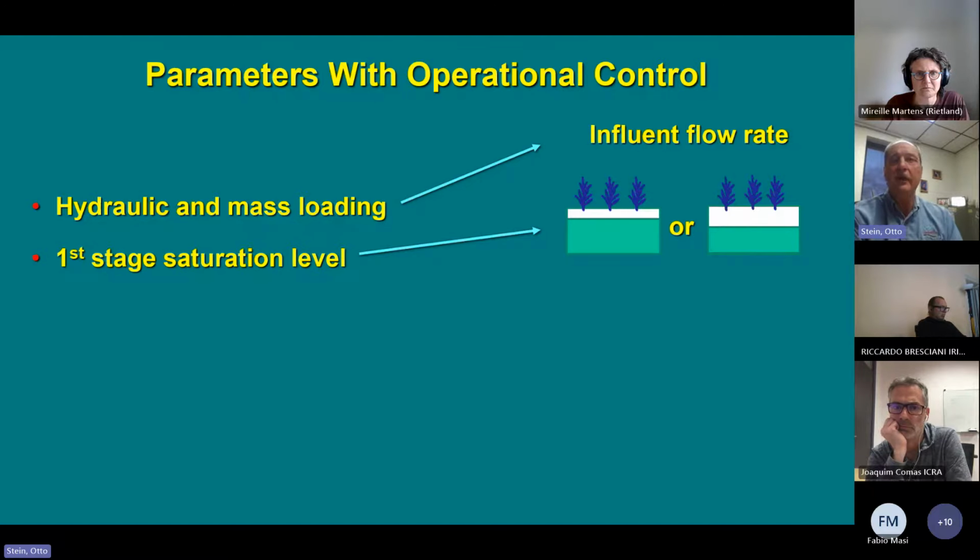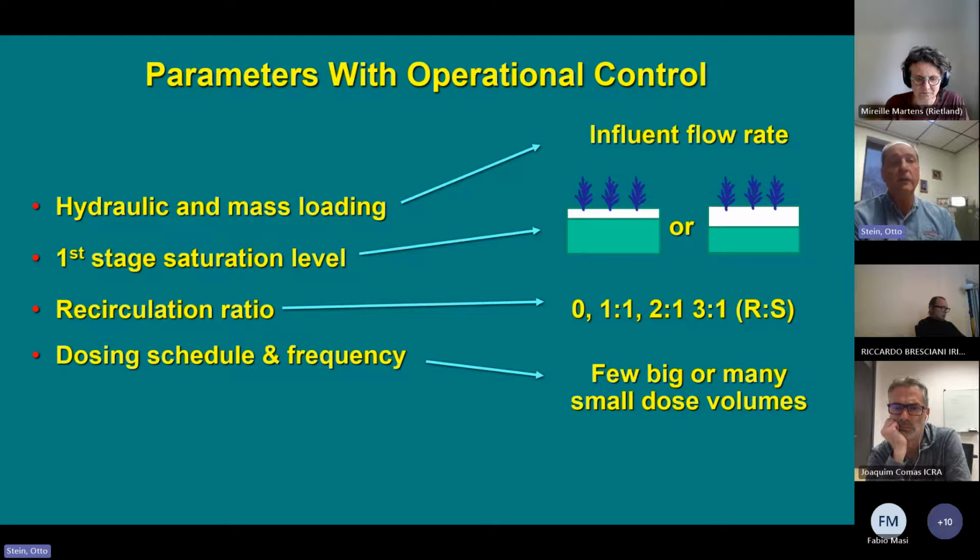We could change the saturation level in that first stage, so we could make it almost completely saturated or almost unsaturated. We could vary the circulation ratio, how much of that recycled water we bring back and mix with the raw influent coming in. And then we could play with how we dose it, the frequency and the dose volumes, once we have an overall hydraulic loading rate. So do we do lots of little doses or a few big doses, essentially?